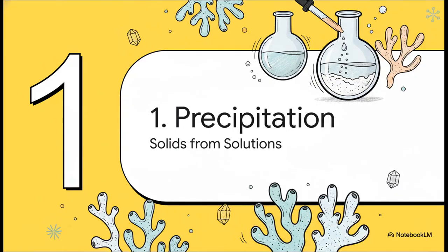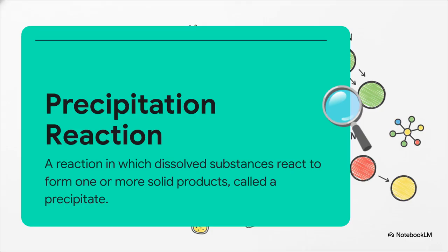So first up, precipitation. And no, I'm not talking about rain. This is something else entirely. It's the almost magical ability to create a solid just by mixing two clear liquids together. This is the very process that builds those incredible coral reefs in the ocean, and it's a super important tool in the chemistry lab. So here's the official definition for you.